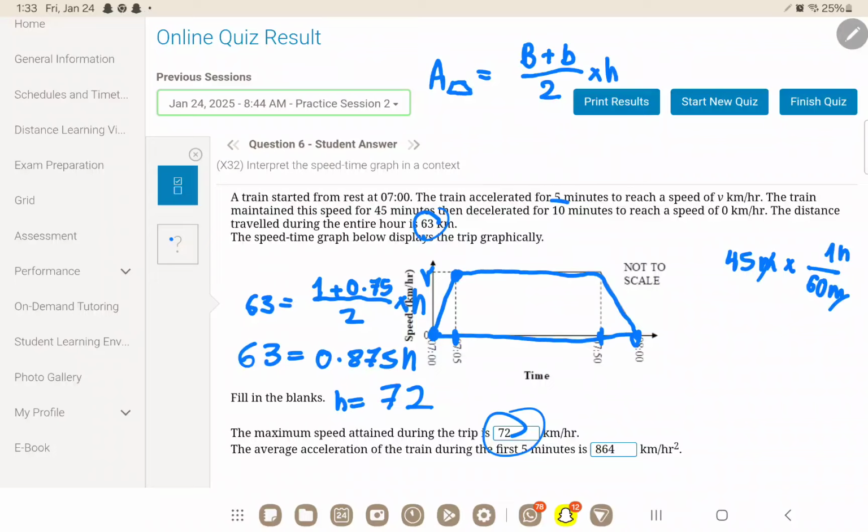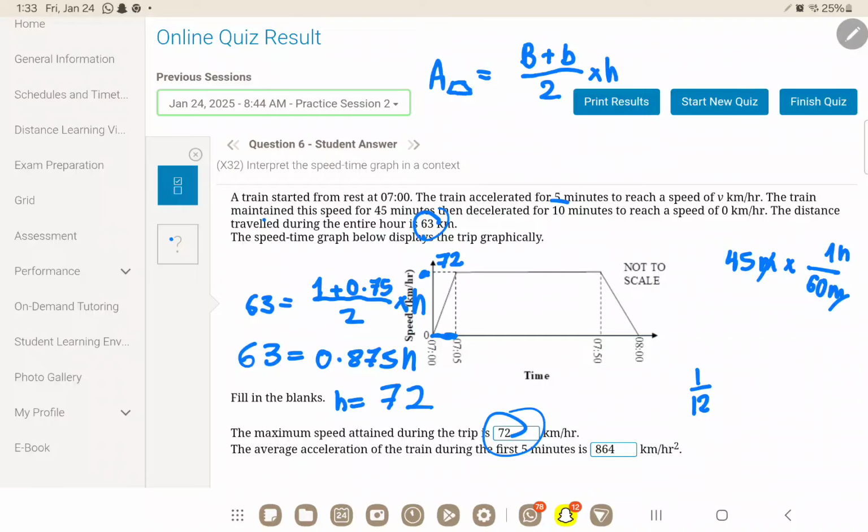Now, since we know the answer to the first question, that the maximum speed is 72 kilometers per hour, V is 72. Now they want the average acceleration during the first 5 minutes, so during this part only. How do we find that? 5 minutes times 1 hour over 60 minutes. Minutes is going to cancel with minutes, and 5 minutes is 1 over 12 of an hour. Personally, I'm going to leave it as a fraction. I feel like it'll be easier to work with.